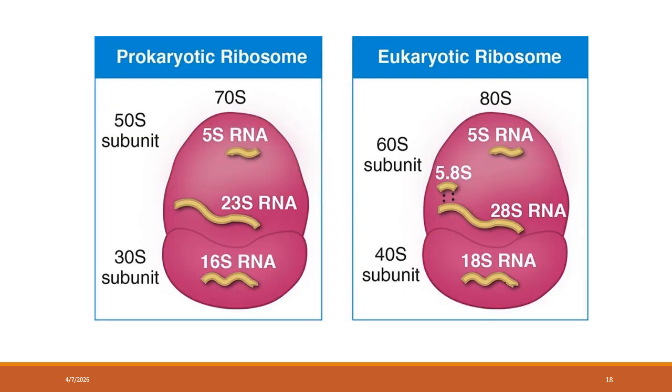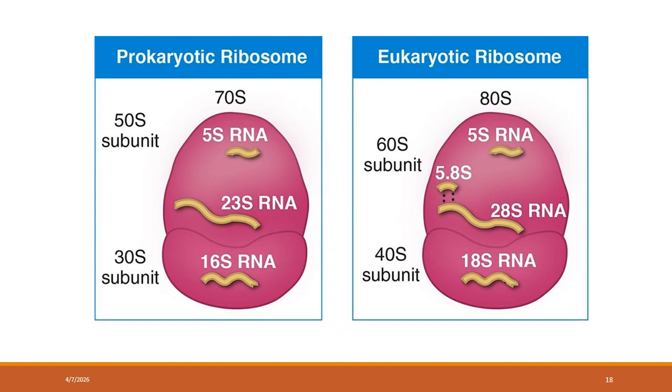In this picture, we have the differences between eukaryotic and prokaryotic. You can see the ribosome in the prokaryotic is called 70S, in the eukaryotic it is called 80S, and each consists of two subunits. The subunits are 50S and 30S. For the eukaryotic, the 60S subunit and the 40S subunit. The prokaryotic have two genes here.